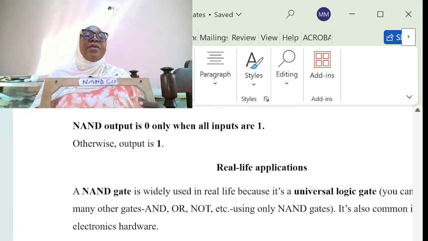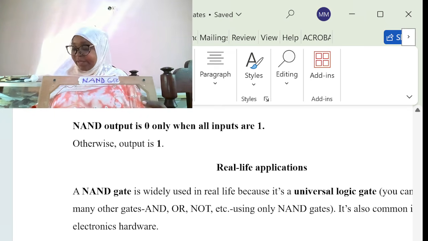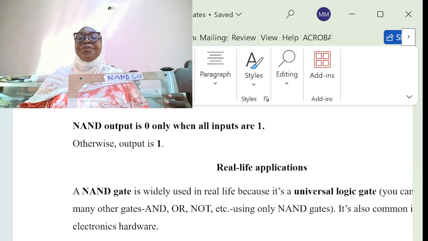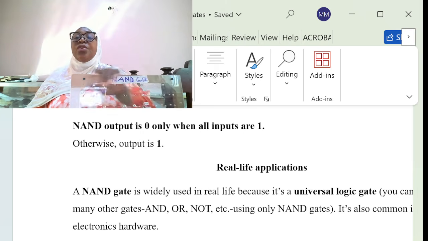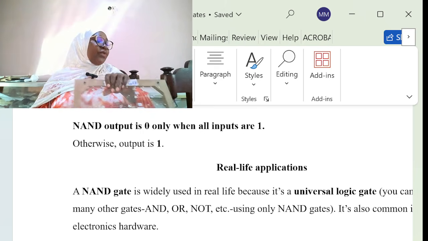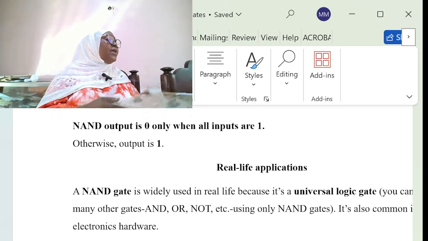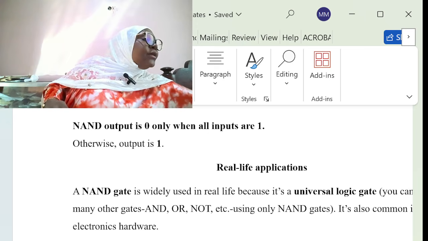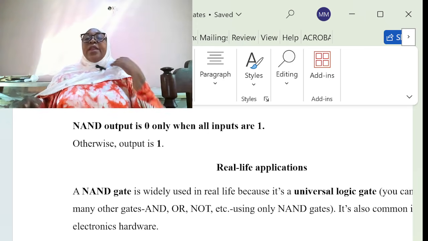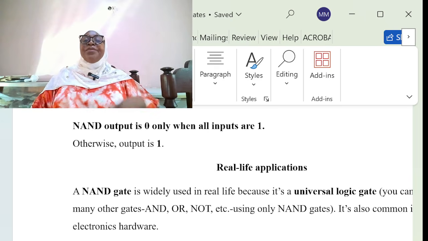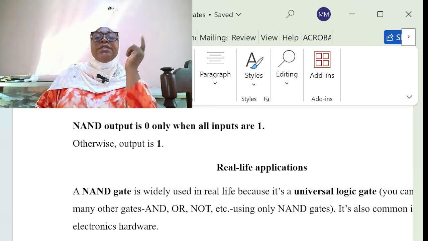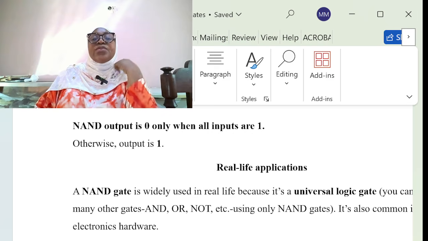What is the real life application for the NAND gate? The NAND gate is a universal logic gate. In this case, you can build the AND gate, OR gate, and NOT gate from only NAND gates. So this is common in electronic hardware.